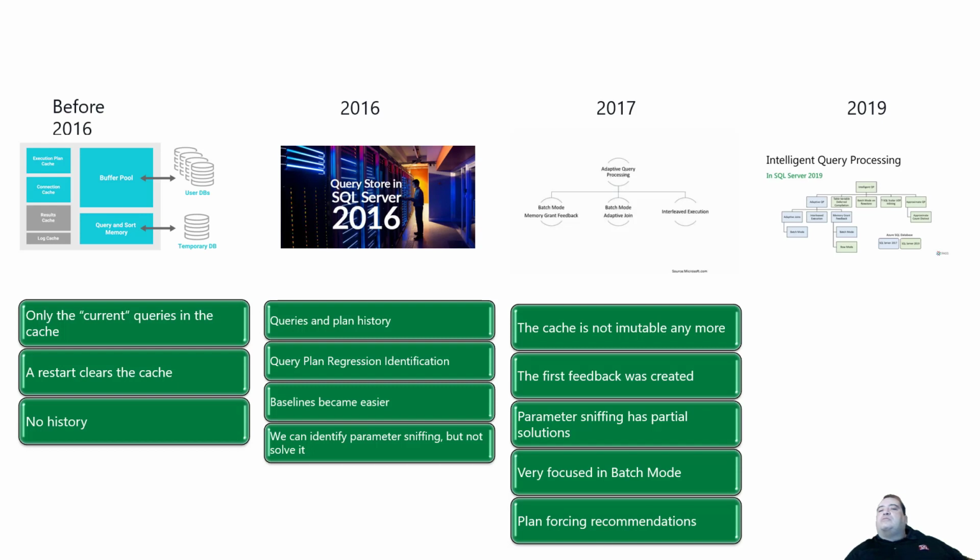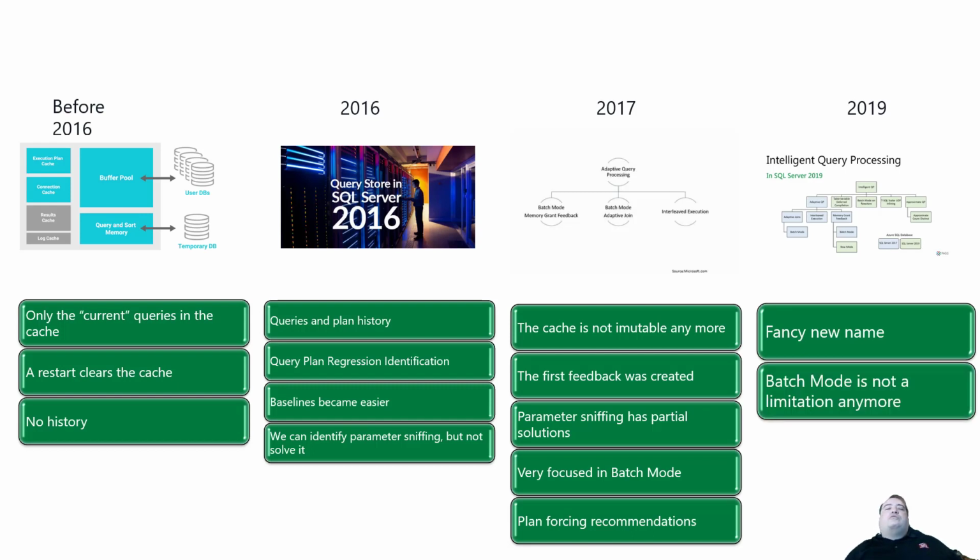Then came SQL Server 2019. Well, things evolved so much, they had to create a new fancy name for this set of features, and it became Intelligent Query Processing. It was not possible anymore to put the features under the Adaptive Query Processing name because they were not related. So they created the fancy new name Intelligent Query Processing. And batch mode is not a limitation anymore.